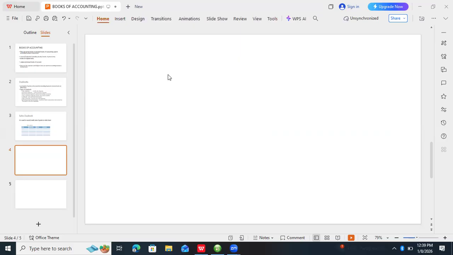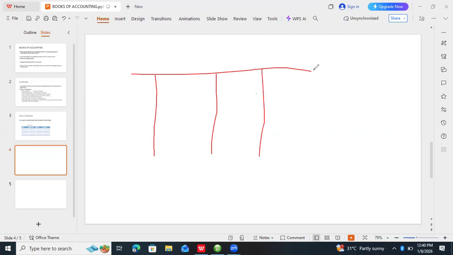So you are going to write your sales day book, right? You underline it. Forgive me, I'm not using a straight edge. So your first column will be the date, second will be the particulars, you have the details, and then the amount.